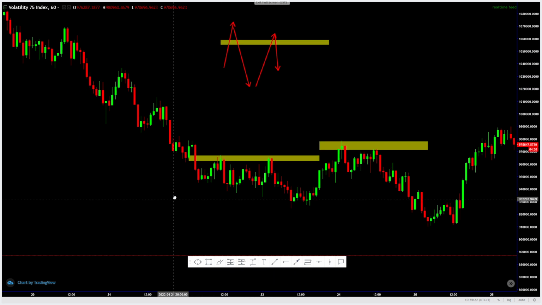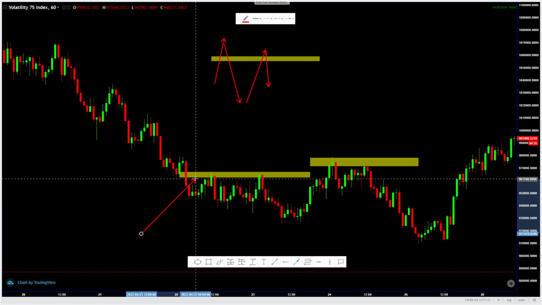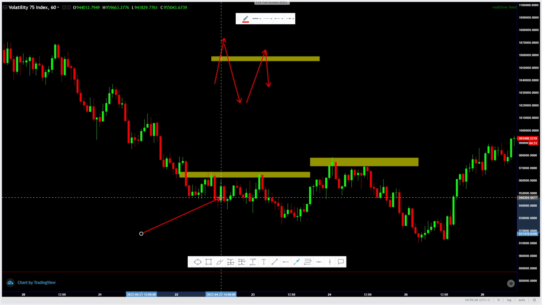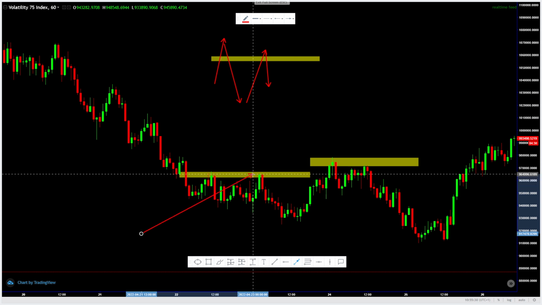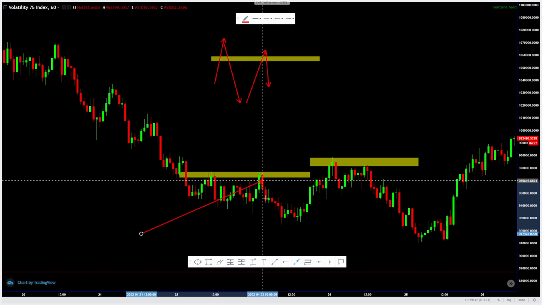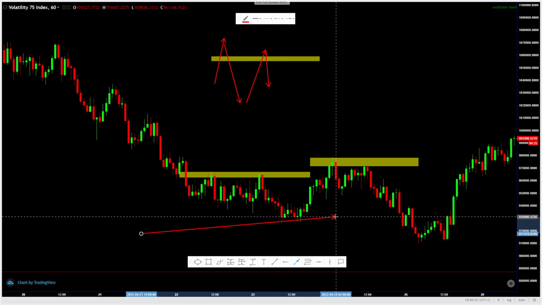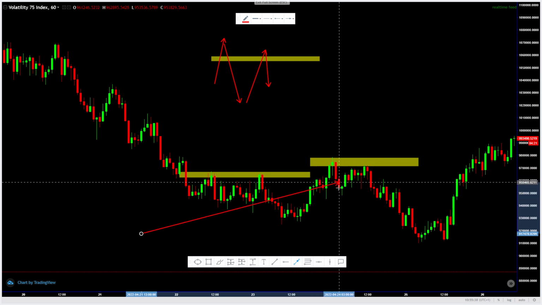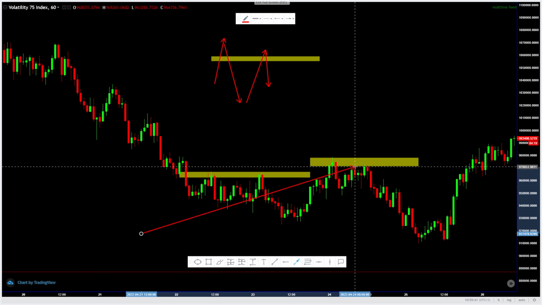Right here you can see we have our spike, and there we have price coming to the downside. That is only our first move. Here we have another spike, and there we have that bearish candle confirming we have a double top, and we can see price continues to the downside. Here we can see this again. Our first rejection, price comes down, and there price comes and respects it again.